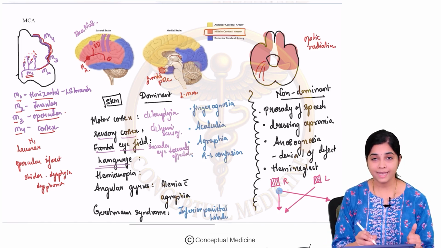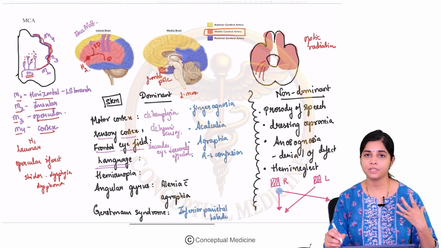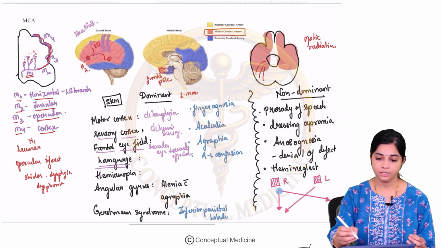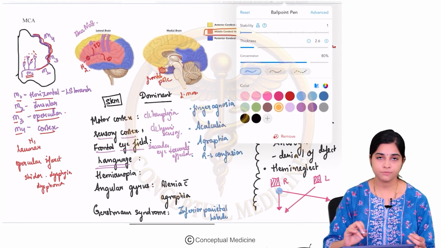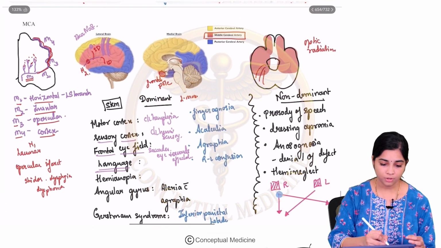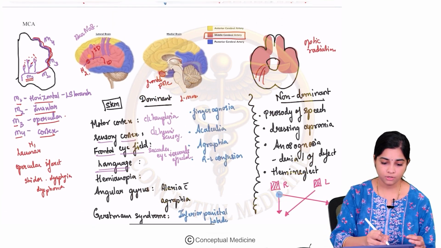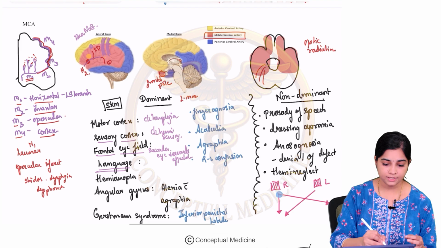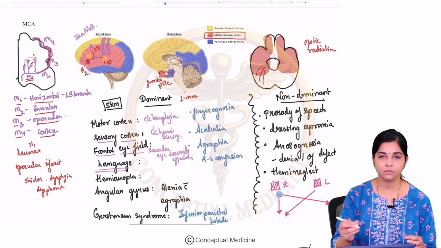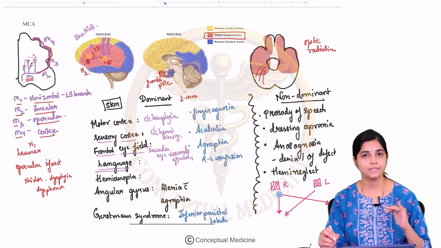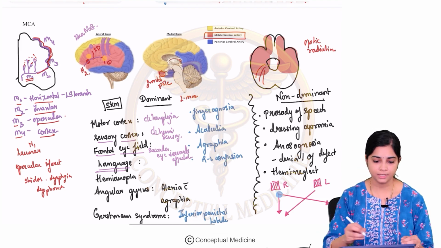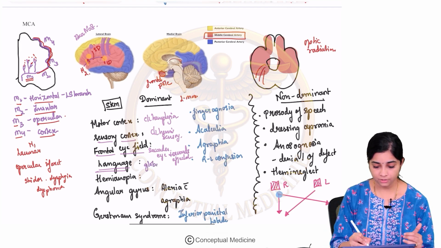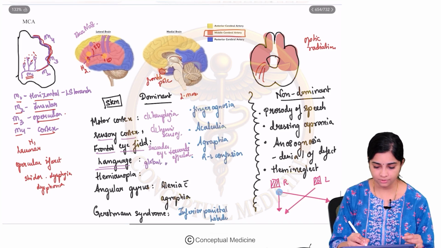Clear? Then language areas, like I told you, dominant hemisphere involvement will cause language disturbances. So as you can see here in your M2 lesion, what are the two language areas which are going to get affected? We know that Broca's area is in your inferior frontal lobule and your Wernicke's area is in your superior temporal lobe, right? So superior temporal gyrus and inferior frontal gyrus are Wernicke's and Broca's. If the stem is affected, both Broca's and Wernicke's will be gone. So we are talking about M2 stem involvement. You will have global aphasia.